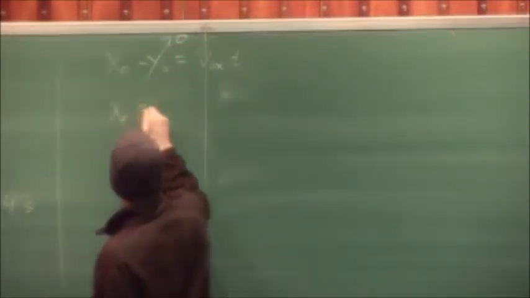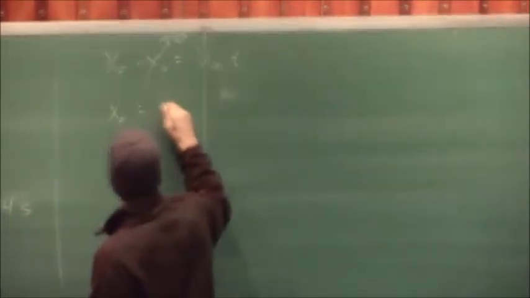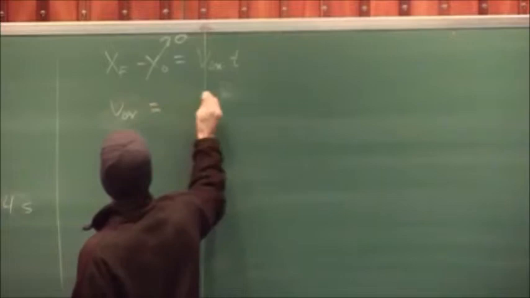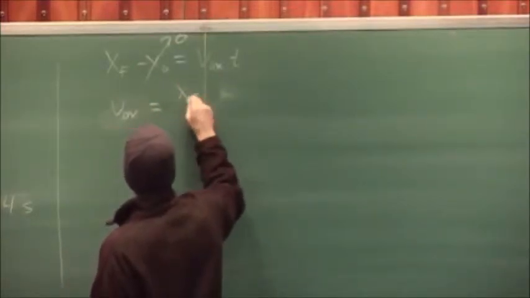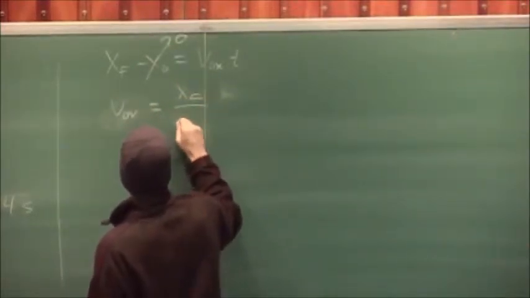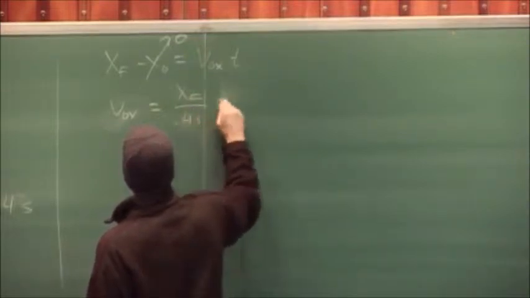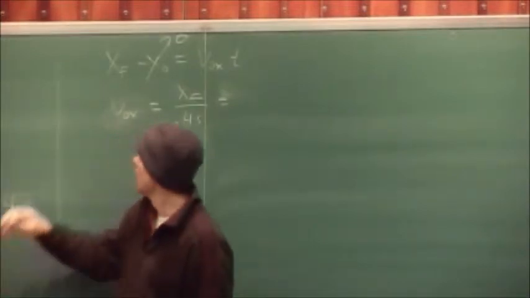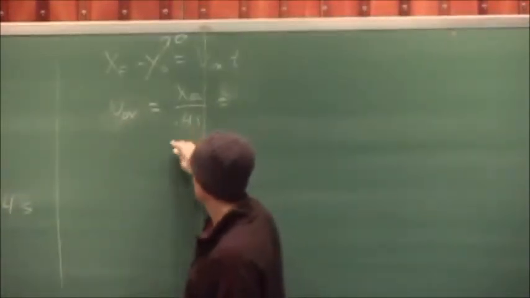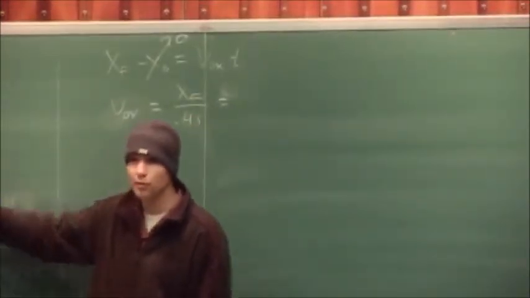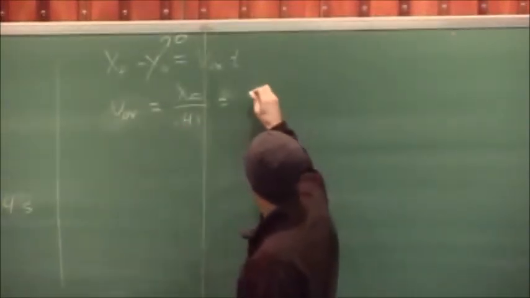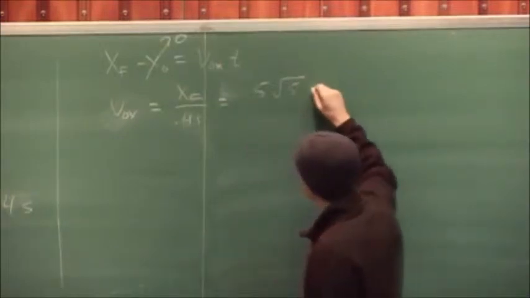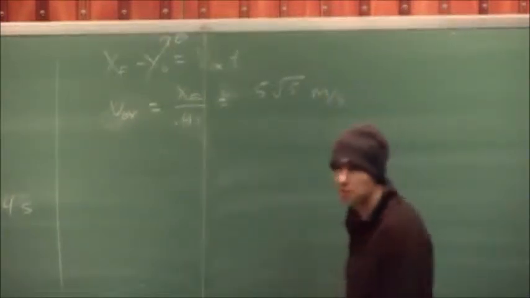So we see that solving for V0x, we just get x final all over 0.4 seconds. So basically, when I have a 0.4 in the denominator, that's basically multiplying by the square root of 5 in the numerator. And so I have 5 times the square root of 5 meters per second.